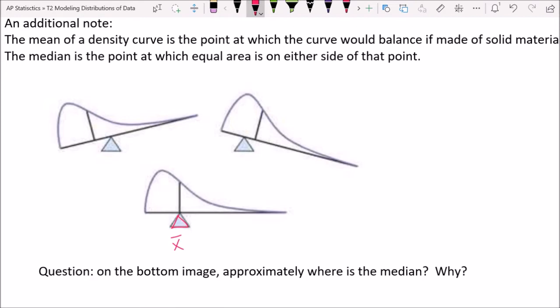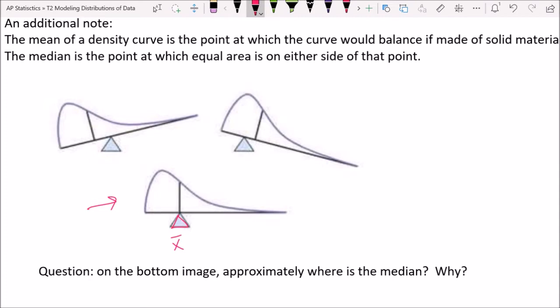The median is the point where 50% of the area is on the left and 50% on the right, because the median is where 50% of the data fall on the left, 50% fall on the right of that point. So quick question. On this bottom image, I'm talking about this one right here, approximately, where is the median? Maybe pause the video and think about that for a second.